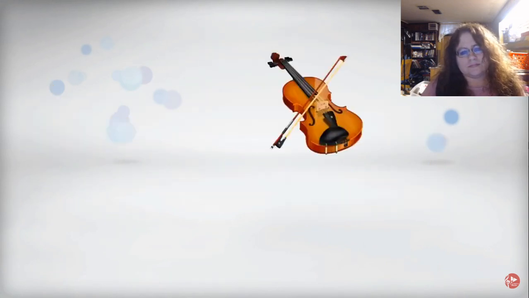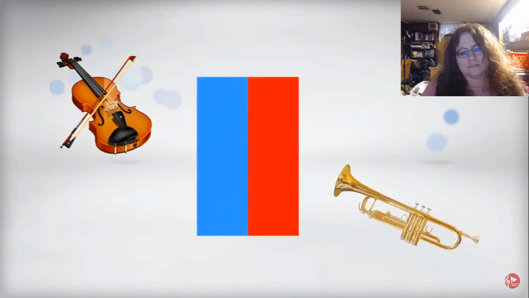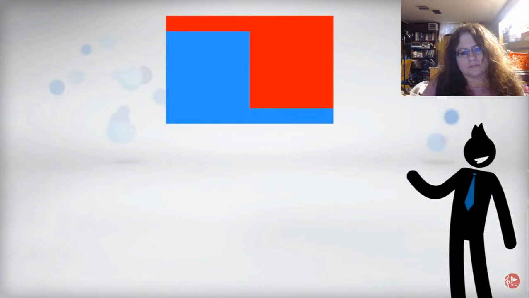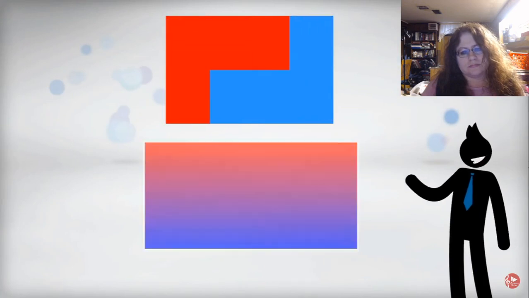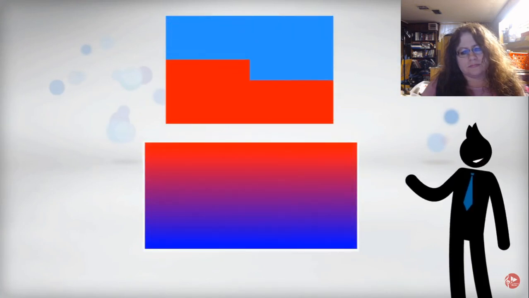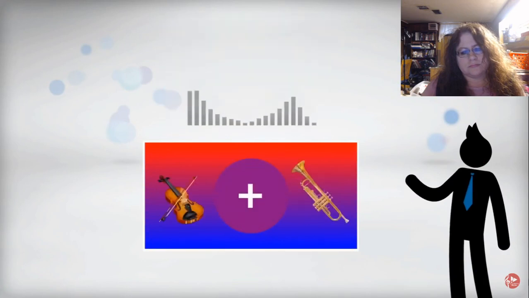Notice how each instrument was playing the same passage, but their tone colors were different. I have taken the liberty to mix these two recordings together to illustrate how mixing these two tone colors produces its own unique timbre.